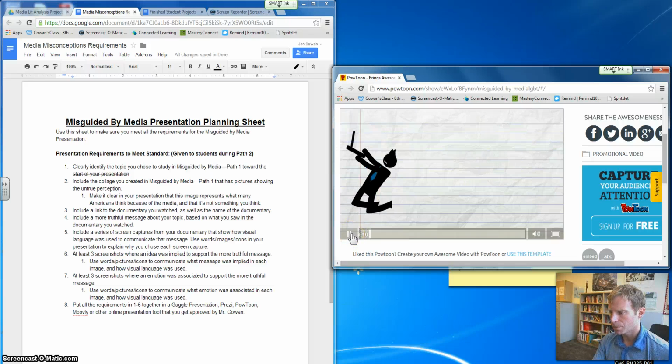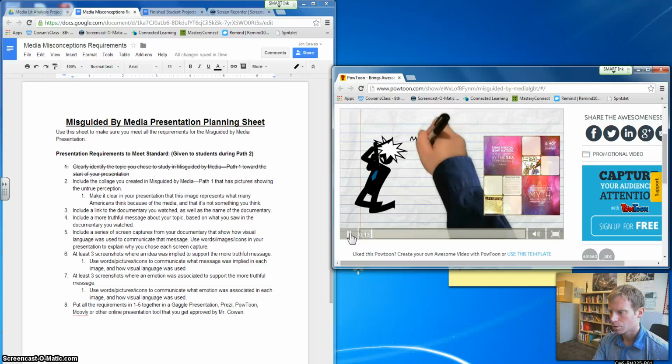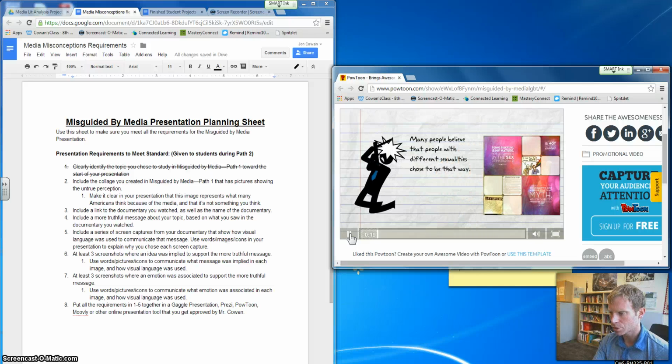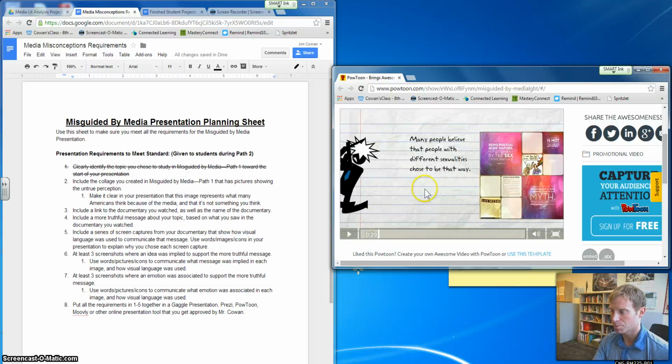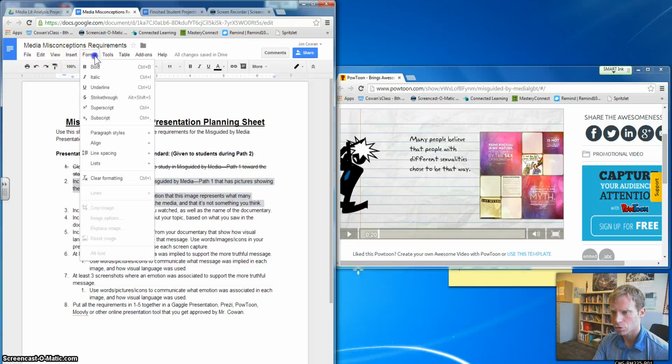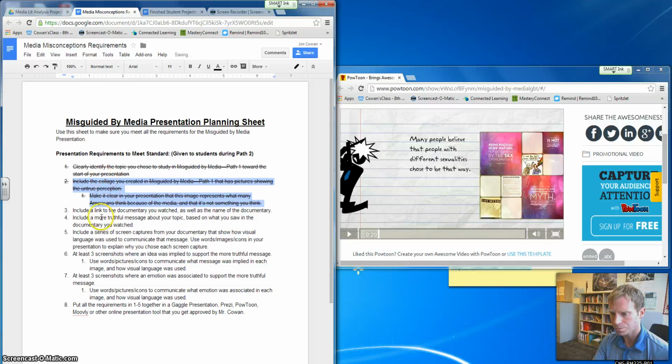So next up, they say many people believe that people with different sexualities choose to be that way. Okay, that's pretty clear that the person making this doesn't actually think that. Great, and they included their collage. So we're gonna do that, and then strike through.